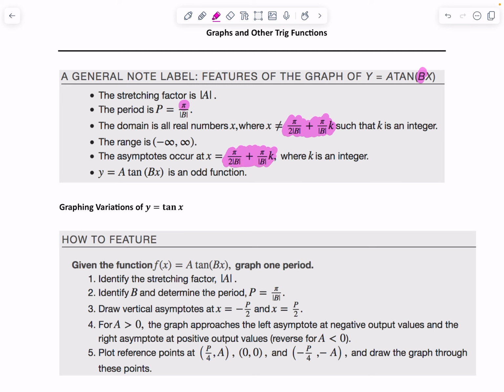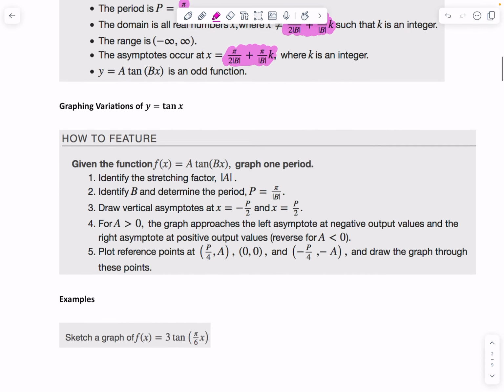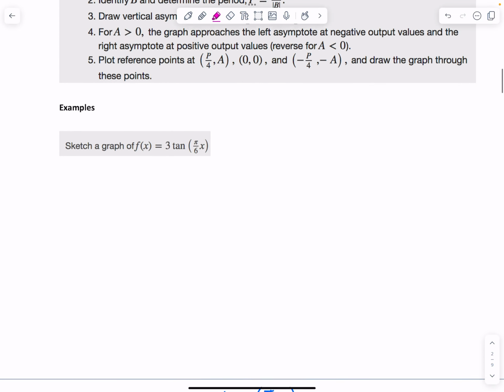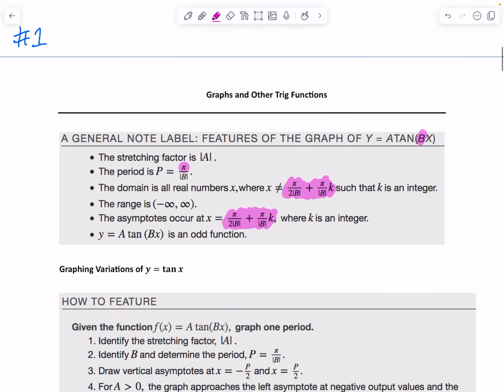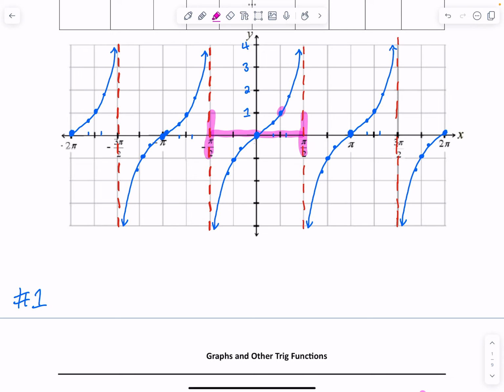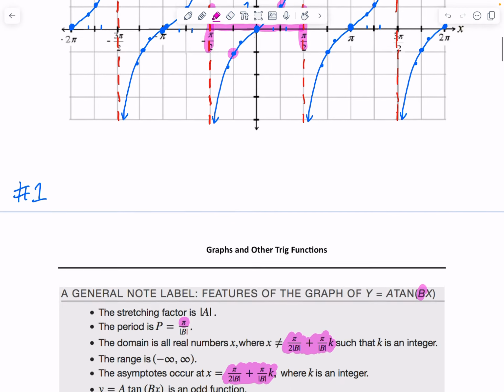The range: if we look again, the tangent function goes up forever and down forever. So the range makes sense to be all real numbers. Sorry for that scroll. And then we also have tangent being an odd function, and that's because opposite inputs give us opposite outputs. We can see that here right in the middle, right? This and that have opposite inputs but opposite outputs, so it is an odd function. It is symmetric about the origin.